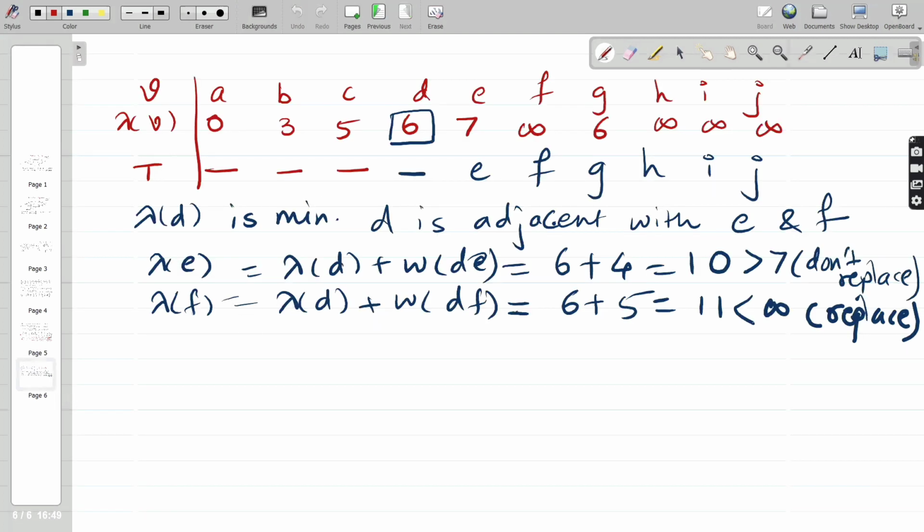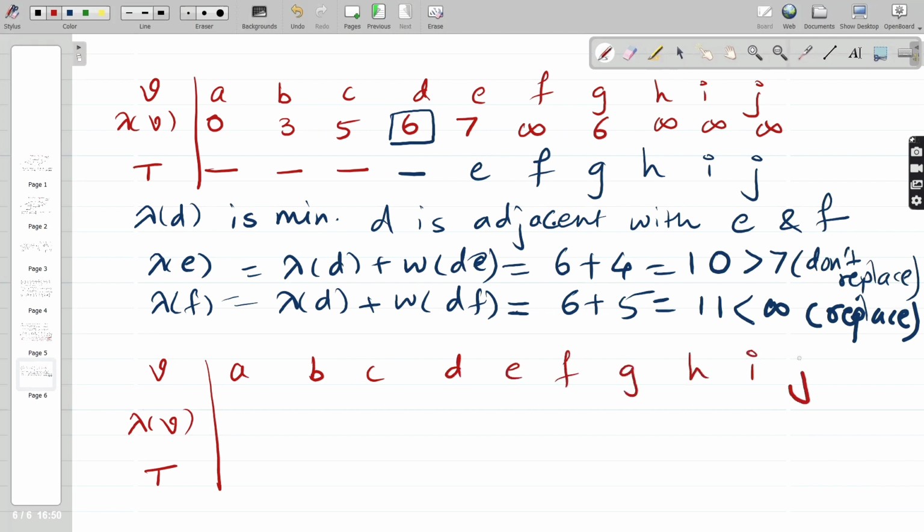Now, A to F, of course, we will replace. So the next table will be V, lambda V, and T, with A, B, C, D, E, F, G, H, I, J. Okay, so this is 0, 3, 5, 6, 7. So we are not changing lambda E, but we are changing lambda F, that is infinity is replaced by 11. Then 6, infinity, infinity, infinity. Then dash, dash, dash, dash.